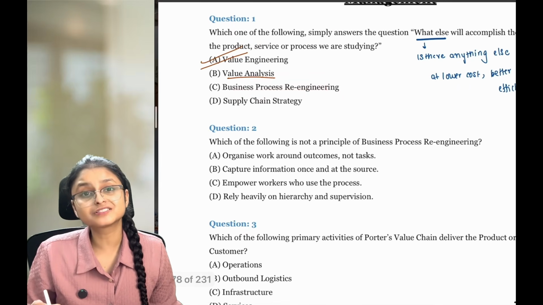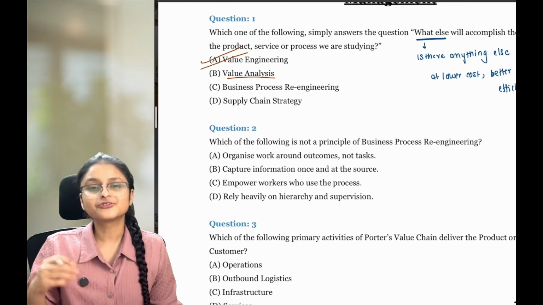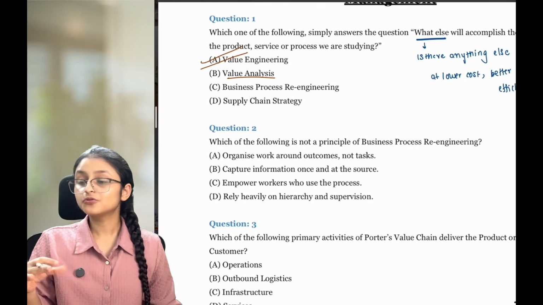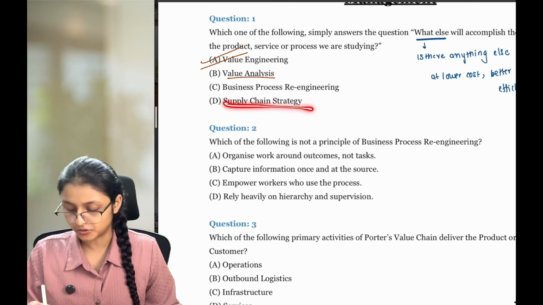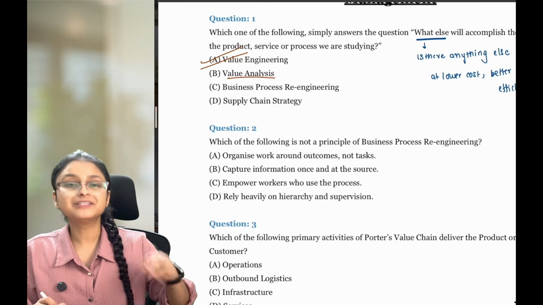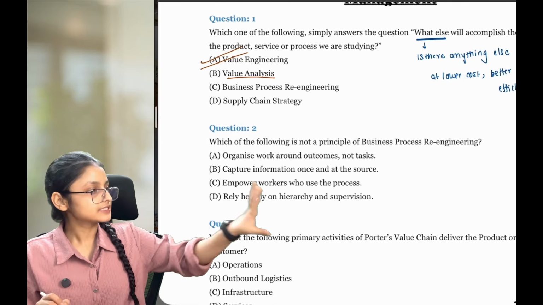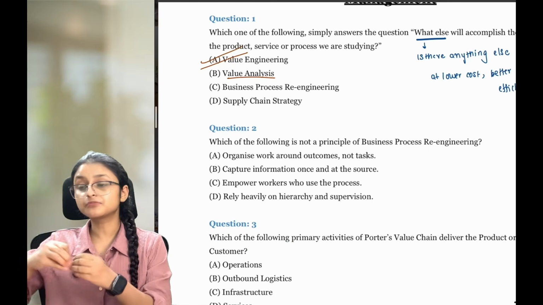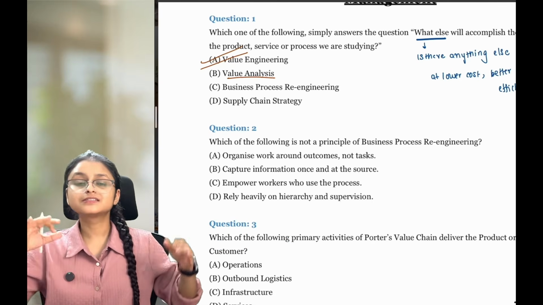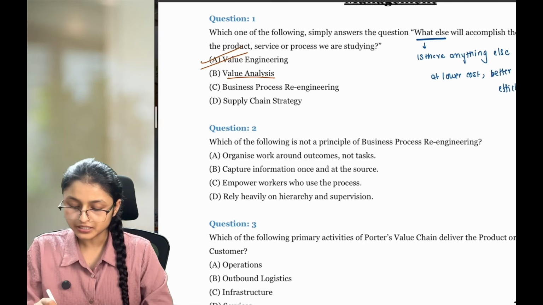What is business process reengineering? When you are completely changing your processes to improve your business, to make a radical change in your business, that is what business process reengineering is all about. Supply chain strategy means a strategy which is applied to our supply chain. What is supply chain? Starting from the supplier, taking the raw material from the supplier and providing it to the customer. This is the whole supply chain, and if I'm making some strategy related to it, then that is supply chain strategy.